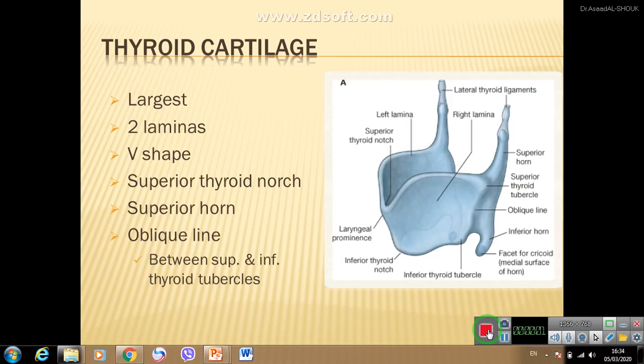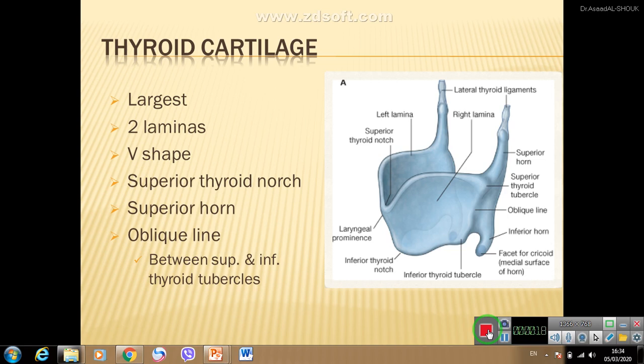السلام عليكم. هذا المقطع الصوتي والفيديو الثاني بالنسبة لموضوع محاضرة اللارynx. وصلنا إلى الثايرويد cartilage. Thyroid cartilage is the largest cartilage of the laryngeal skeleton.